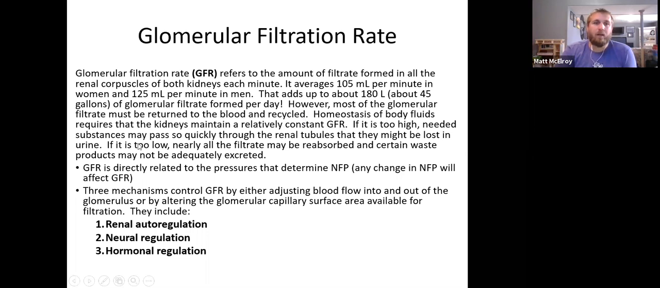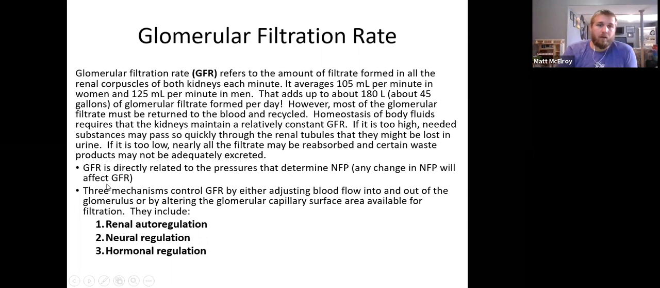If it's too high, needed substances may pass so quickly through the renal tubules that they may be lost in our urine. If it's too low, nearly all the filtrate will be reabsorbed, meaning that it will be returned to the blood, and certain waste products may not be adequately excreted. As I was just saying, it's important to understand NFP because GFR is directly related to those pressures that determine NFP. In other words, any change in filtration pressure affects GFR.